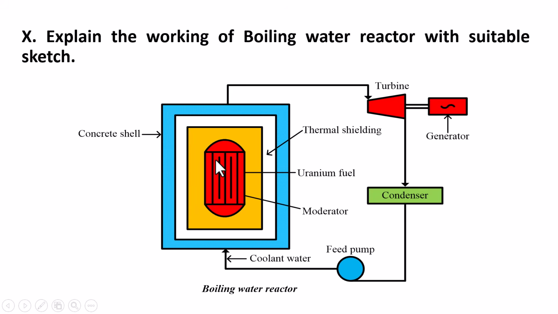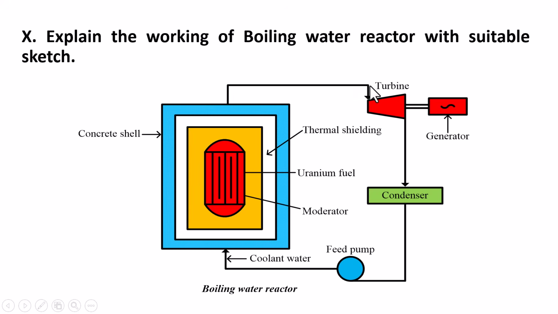The nuclear fission will be occurring and a tremendous amount of heat energy is produced from this center core. This heat energy will be transferred to the coolant, cooling water. You can see the water is circulating surrounding the reactor core. So this water will absorb heat energy produced from the reactor core and it will start boiling and be converted into steam.